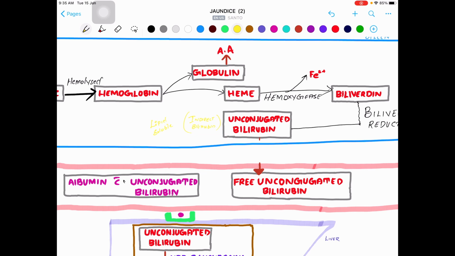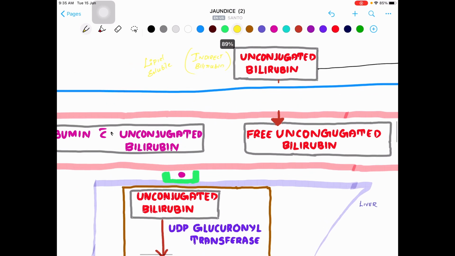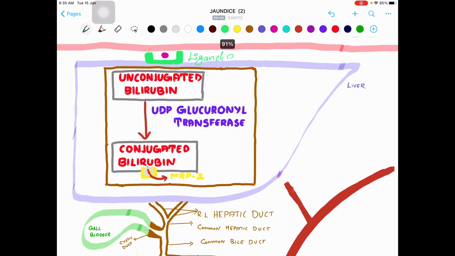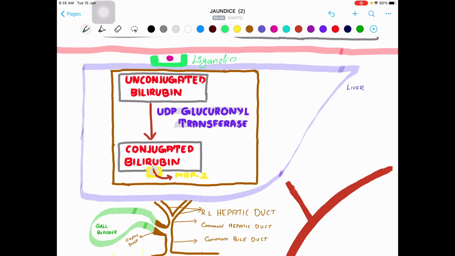The unconjugated bilirubin bound with the albumin binds with the ligandin. This is ligandin, this green one, present on the surface of hepatocytes. So right now the unconjugated bilirubin entered into the hepatocyte. Now it will be conjugated. The unconjugated bilirubin is conjugated by UDP glucuronide transferase. Now the conjugation process takes place. So the conjugated bilirubin now becomes water soluble.